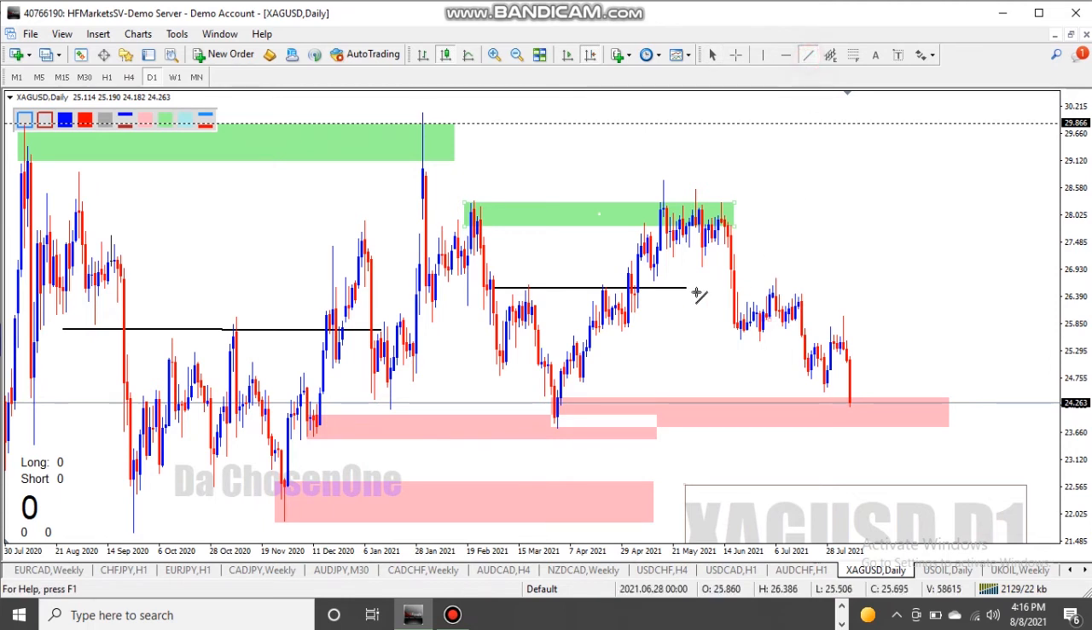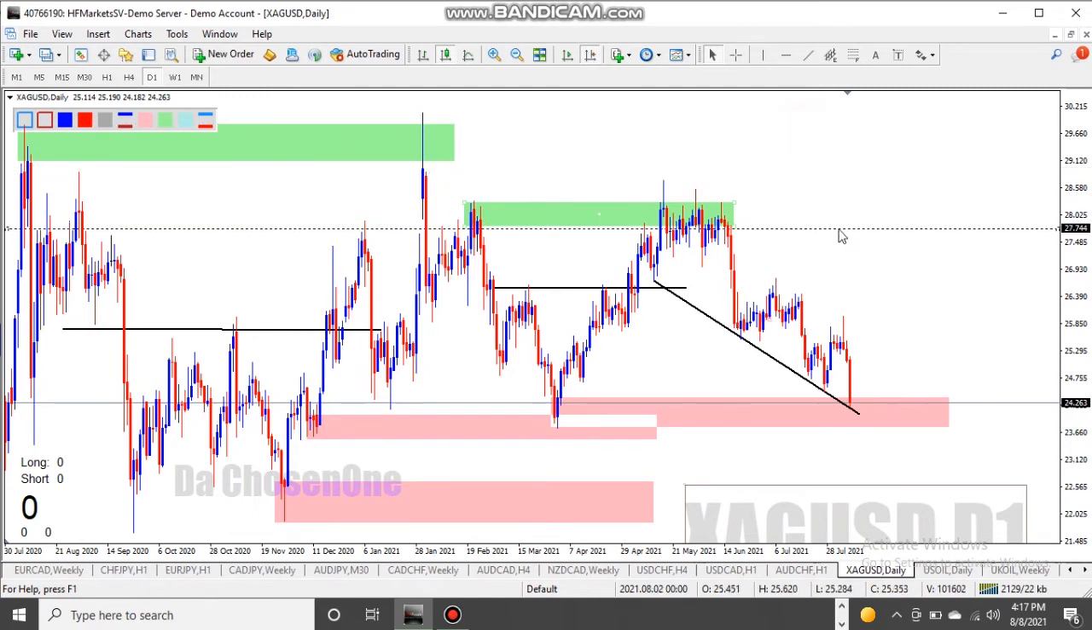That's our fell. First touch, second touch, third touch. So now waiting for price to push to the upside. Our take profit should be around this area over here, or this one.